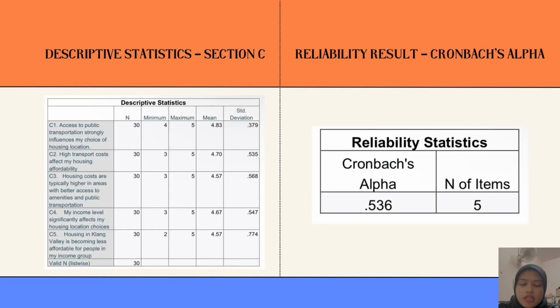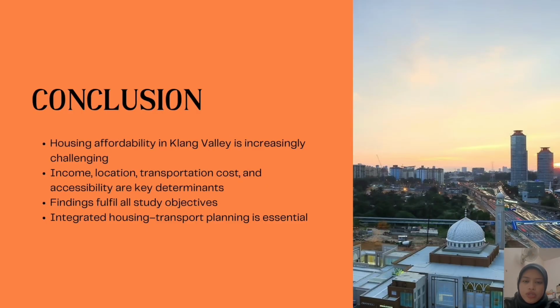And next, the descriptive statistics show high mean values for all variables. The highest mean score was recorded for access to public transportation, mean 4.83, followed by transportation cost, mean 4.70, and income level 4.67. The results further confirmed the strong influence of accessibility, transportation, and income on housing affordability. Then, reliability result, Cronbach's Alpha. Reliability analysis produced a Cronbach's Alpha value of 0.536 for section C.